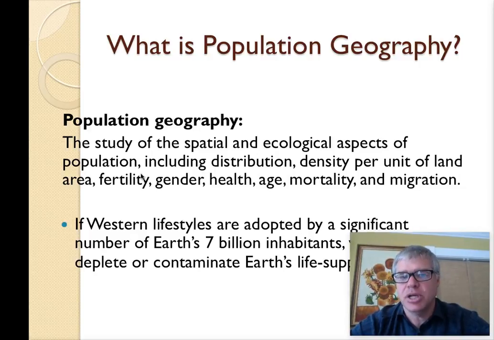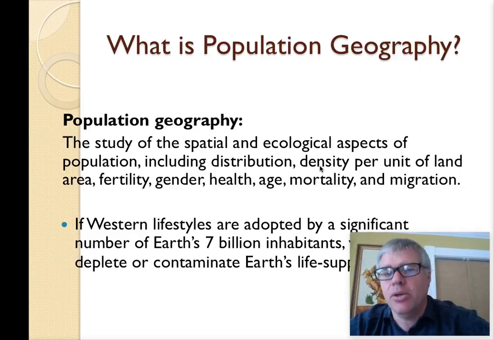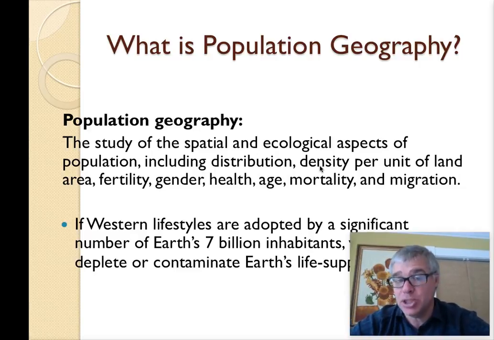So here's a general definition. Population geography is the study of the spatial and ecological aspects of population, including some of these key terms that I'm going to get into more specifically. In terms of density, how dense is the population; the fertility rate, in terms of how many babies people are having; issues around gender, health, age, mortality, as well as migration. When we talk about the population of a particular country, like say the United States, it changes not just based on who's born and who dies, but also who leaves and who comes into the country, immigration, right?